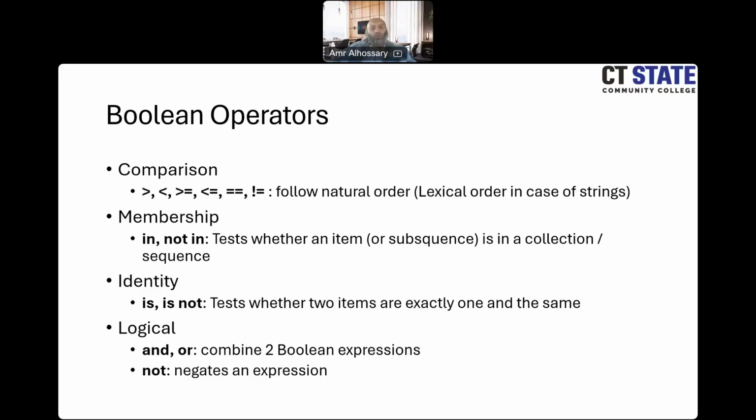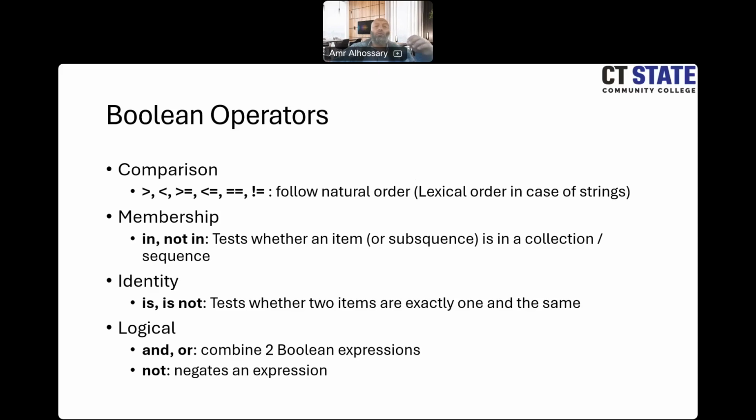Okay, back to the Boolean operators. We have these four groups: comparison operators, membership operators, identity operators, and logical operators. Comparison operators have the very simple meaning, as we know in arithmetic: greater than, less than, greater than or equal, less than or equal, equals or not equals. And they follow the natural order of values and the lexical order for the strings. So A comes before B, before C, etc.